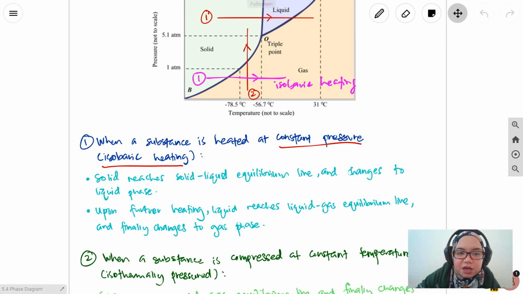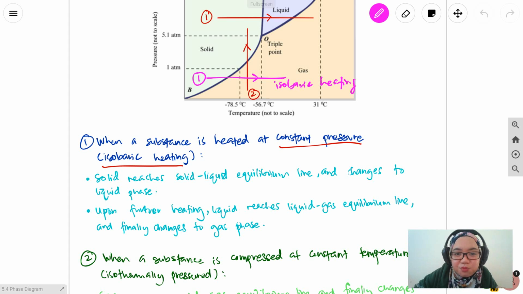Yang nombor 2 ni. Alright. The gas is different pressure at constant temperature. So, dekat sini kalau kita tengok. Ini kita increasekan dia punya pressure. So, pressure dia naik. Okay. Bila pressure dia naik, gas ni dia akan reach solid gas line equilibrium line and finally change into solid phase. Okay, this is for deposition lah kan.